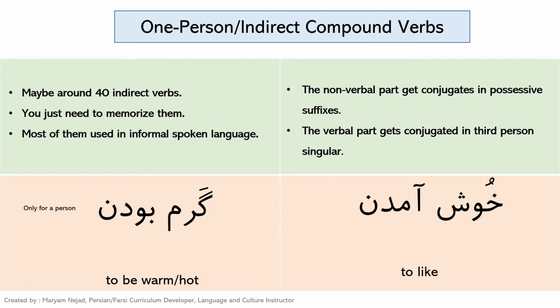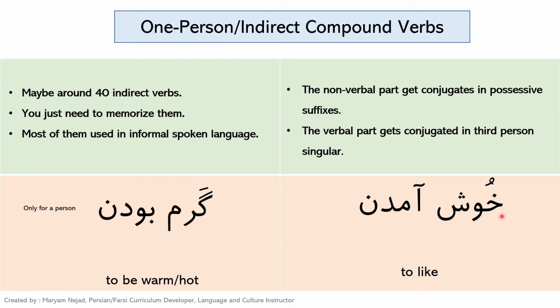The next form of compound verbs is called one-person compound verbs, or they are also called indirect compound verbs. So this form is very confusing for the students, but the good news is that there is a limited number of indirect verbs, maybe around 40, which you just need to memorize, and most of them are used in the informal spoken language. And I'm going to use this example here to explain why it is confusing.